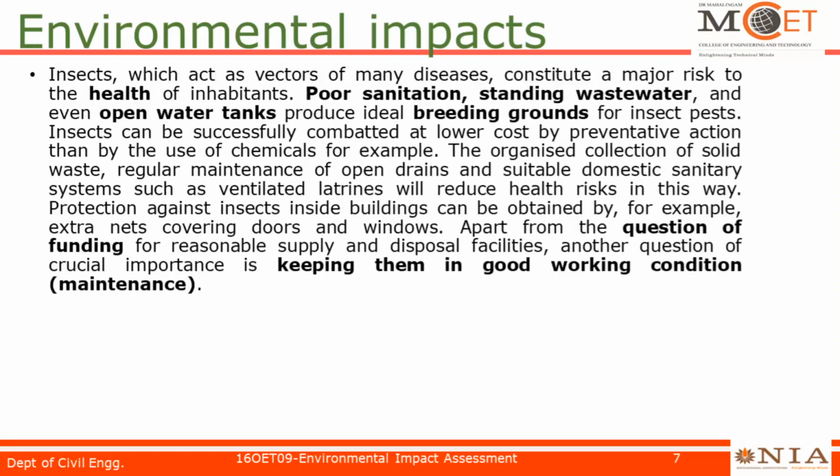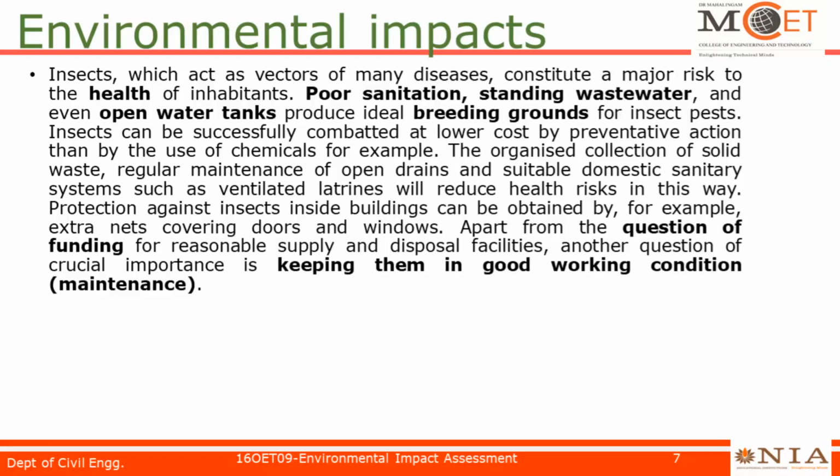Insects, which act as vectors for many diseases, constitute a major health risk for the inhabitants. Poor sanitation, standing wastewater, even open water tanks produce ideal breeding grounds for insect pests. Insects can be successfully combated at lower cost by preventive action than by using chemicals, for example. The organized collection of solid waste, regular maintenance of open drains, and suitable domestic sanitary systems such as ventilated latrines will reduce health risk in this way. Protection against insects inside buildings can be obtained by, for example, providing extra nets covering doors and windows.